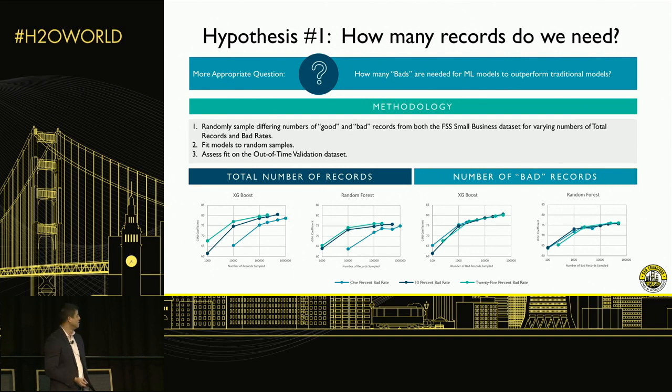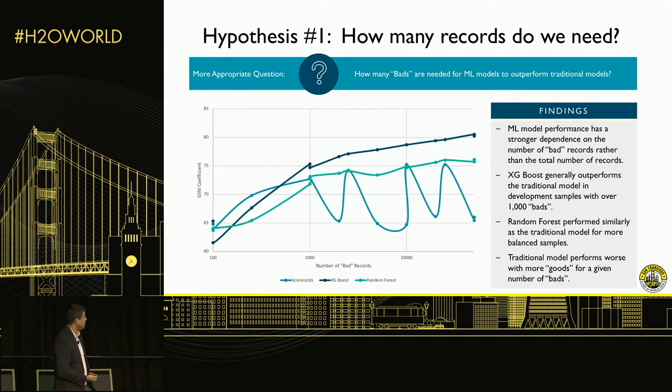And what's that number of bad records? Right, so we look at the number of bad records, we compare the XGBoost, the scorecard, and the random forest, and that number is about 1,000. So ML models start outperforming the scorecard models at about 1,000 bad records. Regardless of how many total records you have, number of good records, at about 1,000 bad records, you start to do better. And we saw that XGBoost actually does outperform the random forest in general in this simulation.